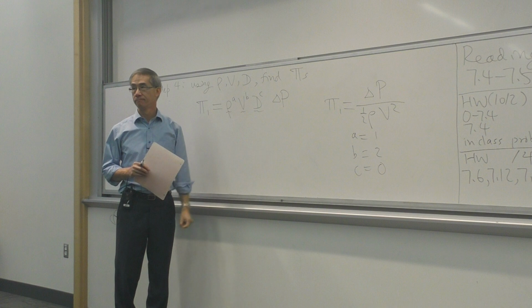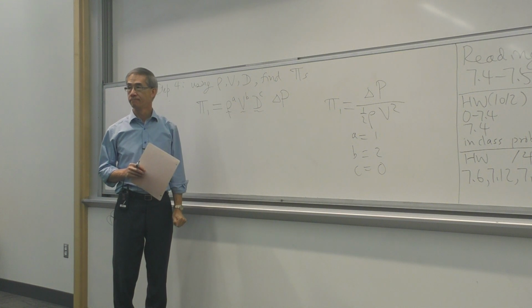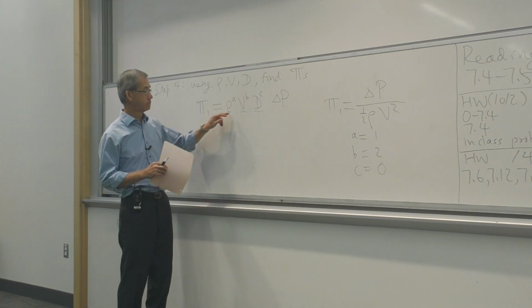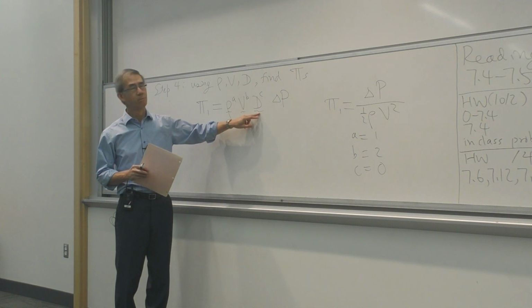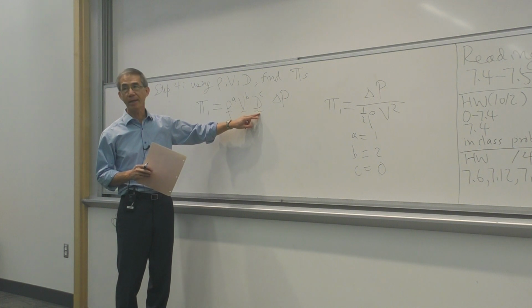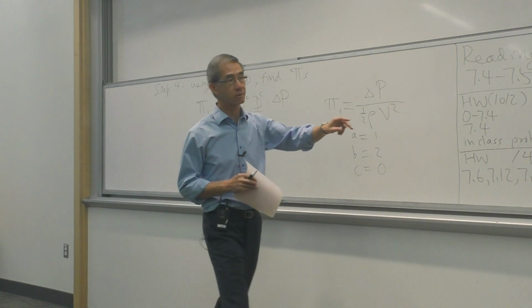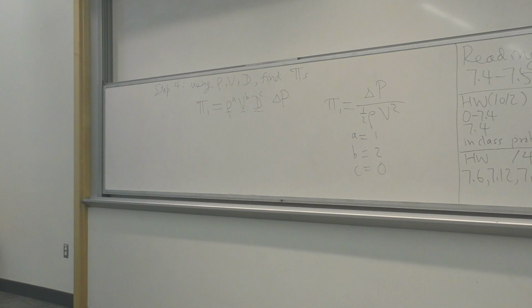Right, but what if the 3 values you pick, instead of picking density, velocity, and diameter, what if you had picked 2 values and also delta P? Well, how would you be doing this? From the setup here, at this stage, I have to choose 3 on the right-hand side.